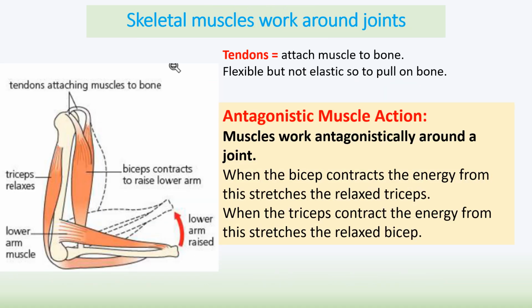So just some little bits here, but you need to know that muscles obviously all work around joints. We attach muscle to bone via tendons, which are flexible but not elastic, so they pull on the bone. And muscles work by being antagonistic. What this means is when one muscle contracts, the other muscle relaxes. So the bicep, if it contracts, stretches out the tricep. If the tricep contracts, it stretches the bicep, and that allows the movement either side of the joint.